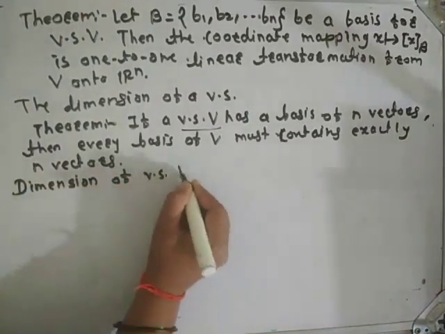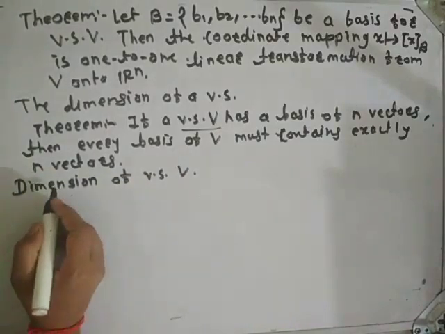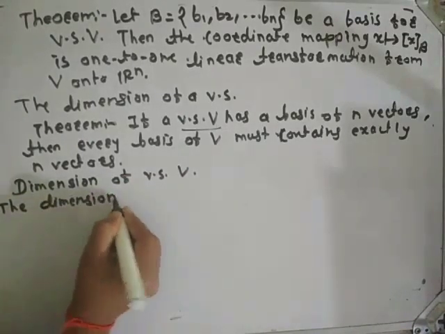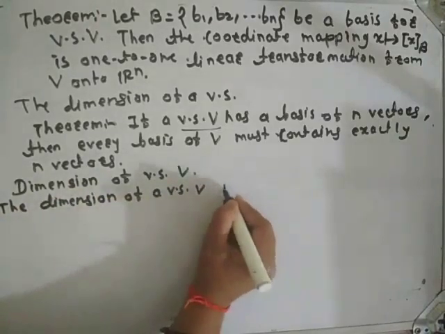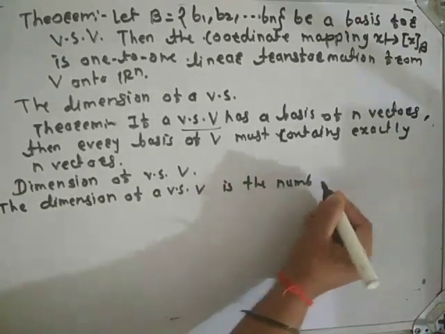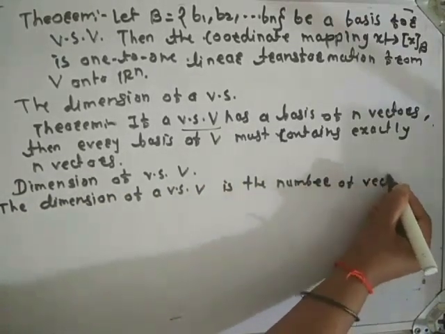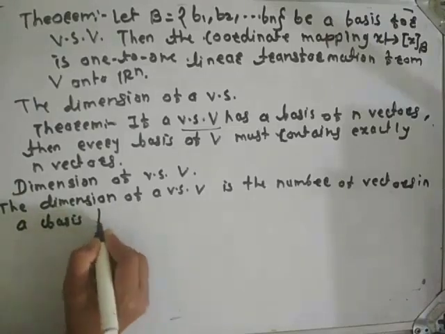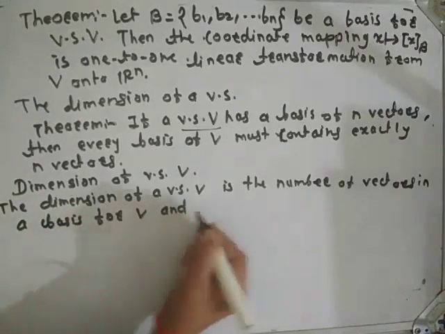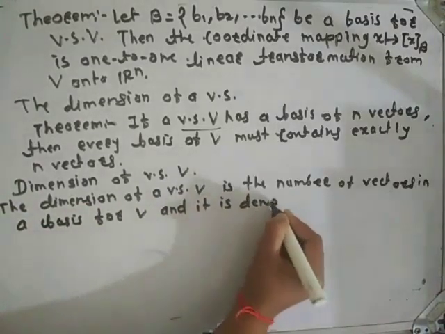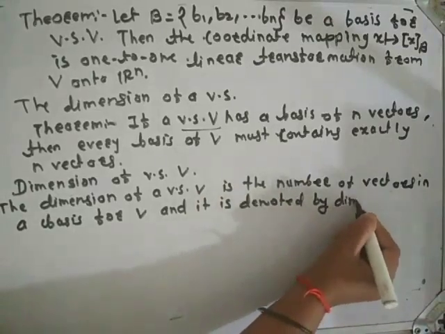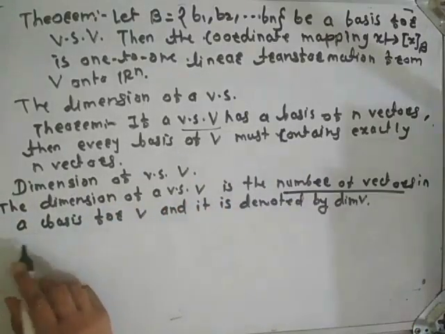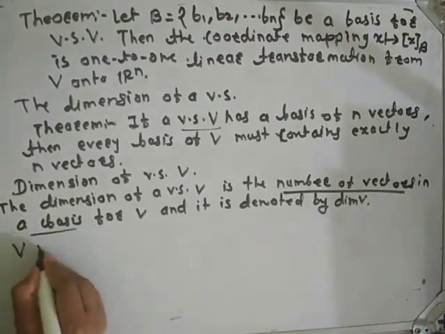of vector space V. Okay. The dimension of a vector space V is the number of vectors in a basis for V, and it is denoted by dim V. The dimension of vector space V is nothing but the number of vectors in a basis. Okay.